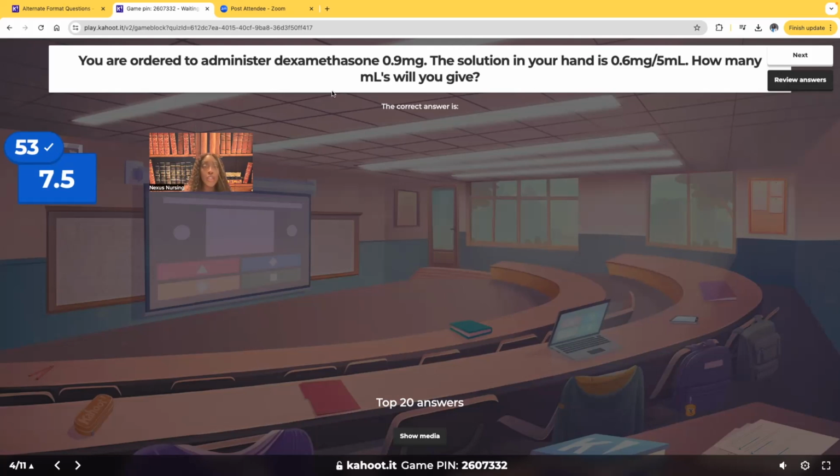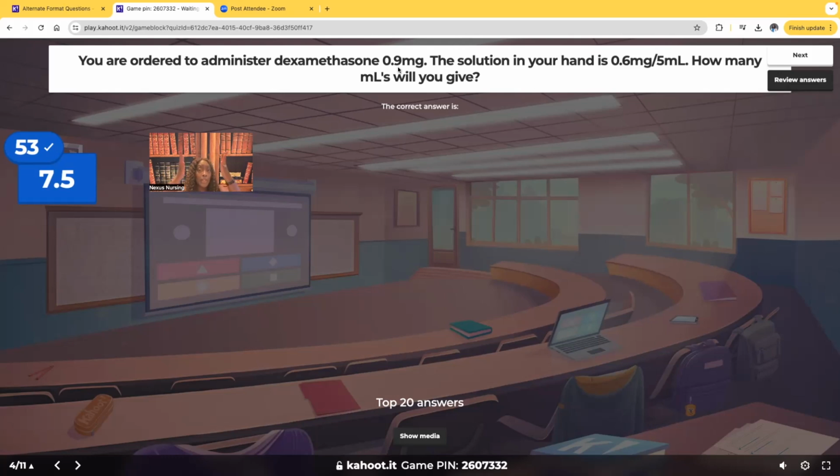You see how I told you what you have right here and what's ordered? What you have is always going to look like this. It's going to be your milligram or whatever your unit is over something else. Keep it together. You see how it's together? 0.6 milligram over 5 mLs. You keep that together. So on a piece of paper, I'm literally going to write 0.6 milligrams over 5 mLs equals. And on the next side, all I have left is 0.9 milligrams.